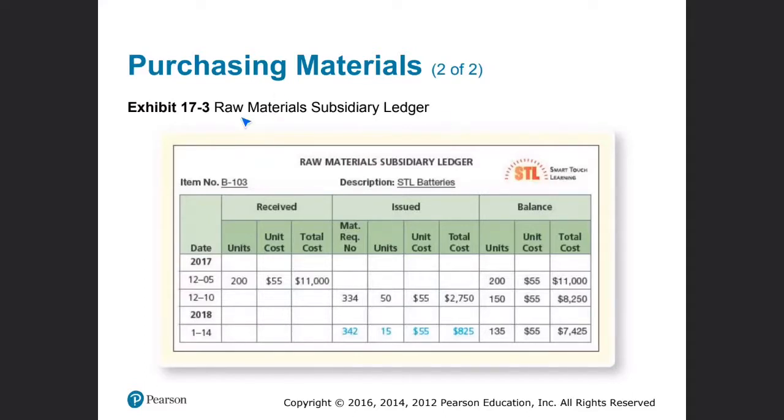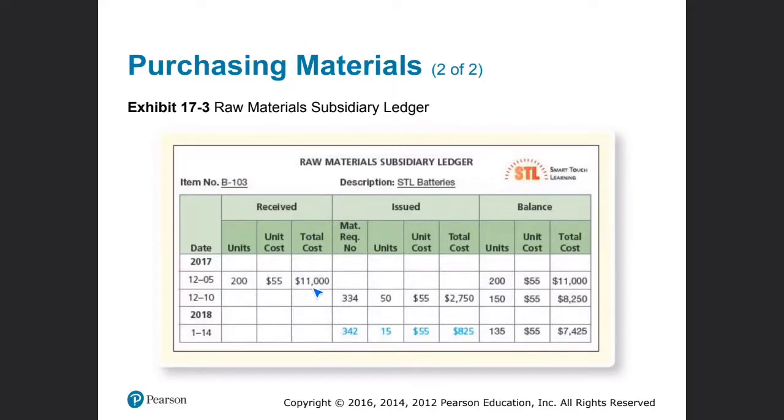So here we are purchasing materials. We have a raw materials subsidiary ledger. This is an example of what that looks like. We've got the item number, the description. So we have STL batteries. And then here in our ledger, we're recording we received batteries. We received 200 units of batteries on December 5th. The cost per unit was $55, and the total cost for all 200 units was $11,000.